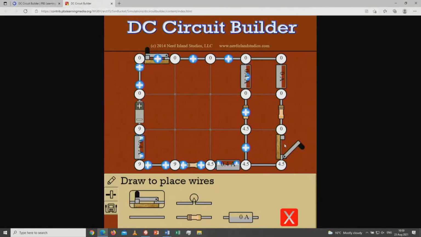So this is the circuit that I've set up. When both switches are closed, we can record the values. The current through the battery there is 0.6 amperes.